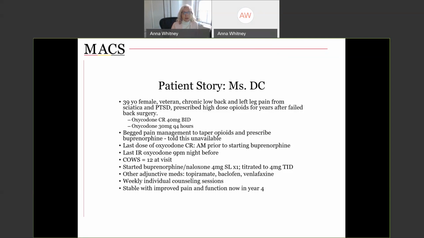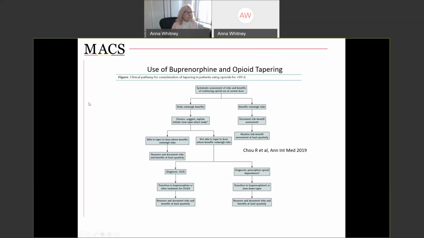She moved out, got a divorce from her husband, has her own place, and has been stable now with improved pain and functioning for almost 4 years. She has been using the buprenorphine to treat any residual pain that she's had. But she got to a point where she only really needed buprenorphine twice a day, and uses it now more to treat her opiate use disorder rather than just the pain.